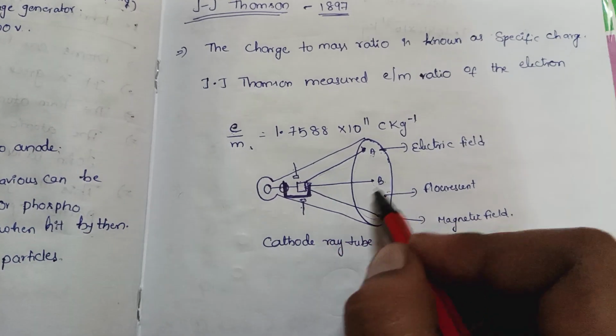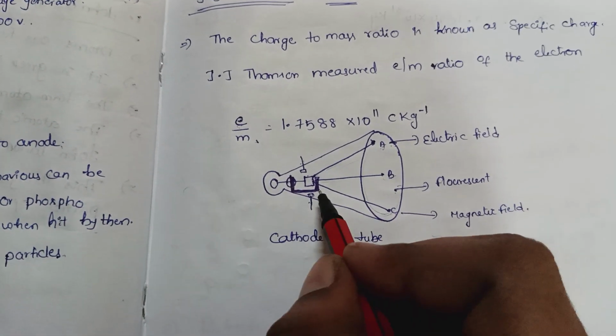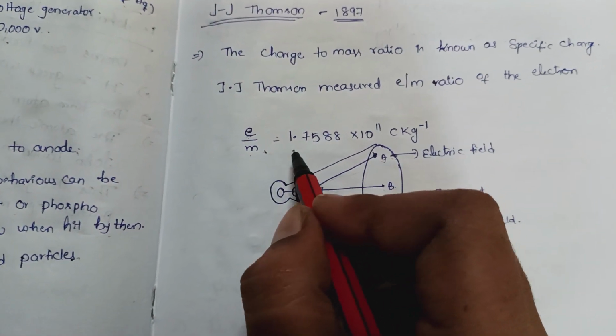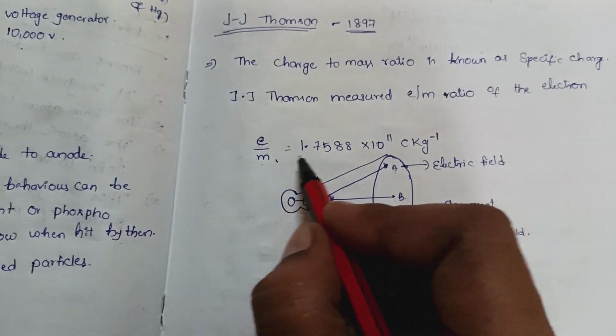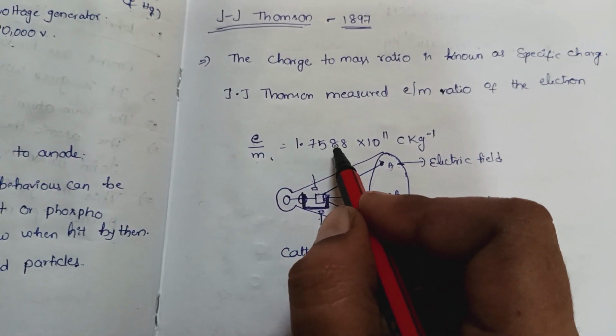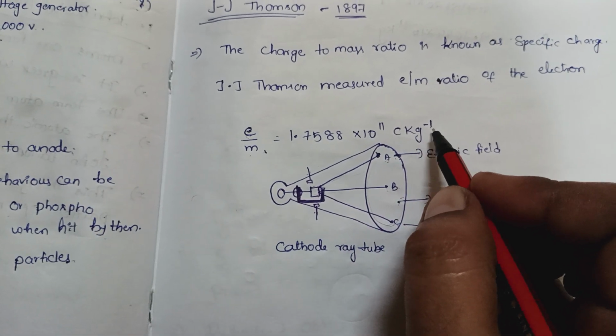Due to that, by using this cathode ray experiment, he observed some points and he calculated the e/m value, the charge to mass ratio of the electron, that is 1.7588 × 10^11 coulomb per kg.